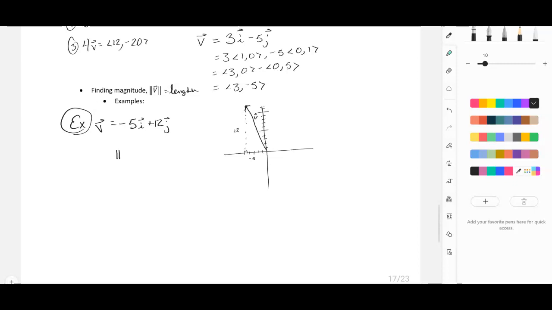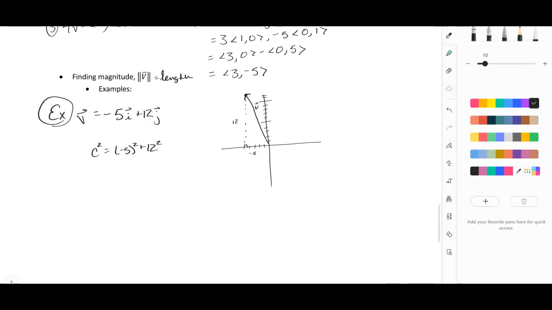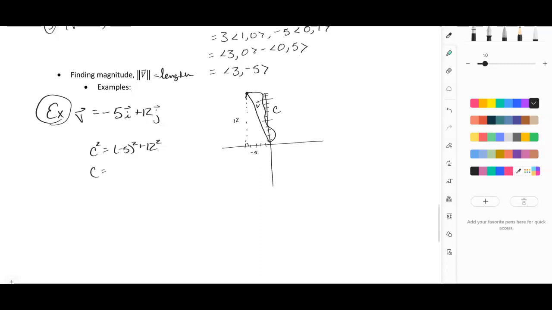Let's just call it C. It's going to be equal to the square root of negative 5 squared plus 12 squared. And that would be that length. Yeah, let me call it C, so I'll call this length C. So then C is going to be equal to the square root of that. So that's the square root of 169, which is 13. So we would say that the magnitude of v is equal to 13.